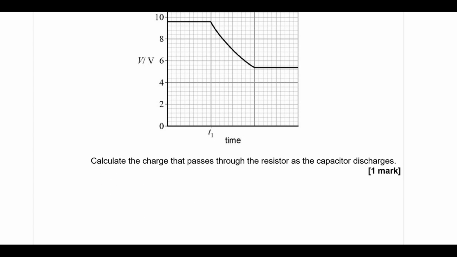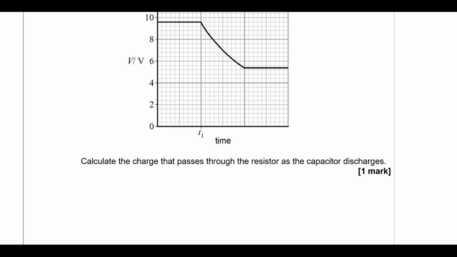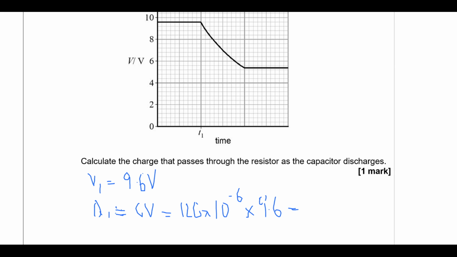Okay, so it wants us to calculate the charge that passes through the resistor as the capacitor discharges. So first of all, the potential difference initially is 9.6 volts. So the charge initially is going to be the capacitance times that. So it's going to be 120 times 10 to the minus 6 times 9.6. Let me grab my calculator. Let's work that out. So 120 times 10 to the minus 6 times 9.6 gives you 1.152 times 10 to the minus 3 coulombs. So that's how much charge there is initially.